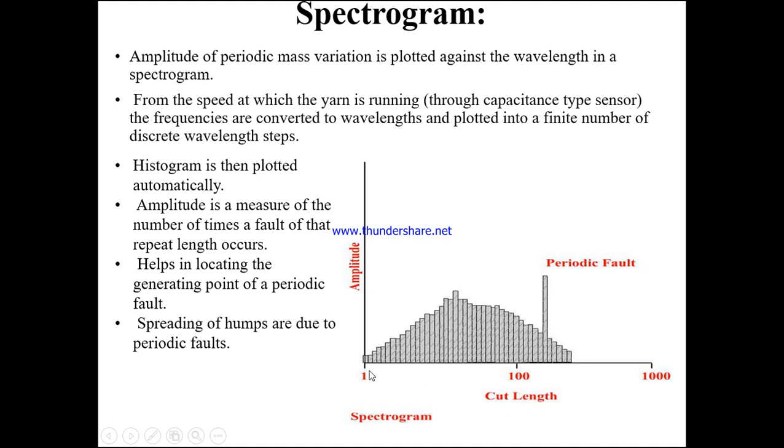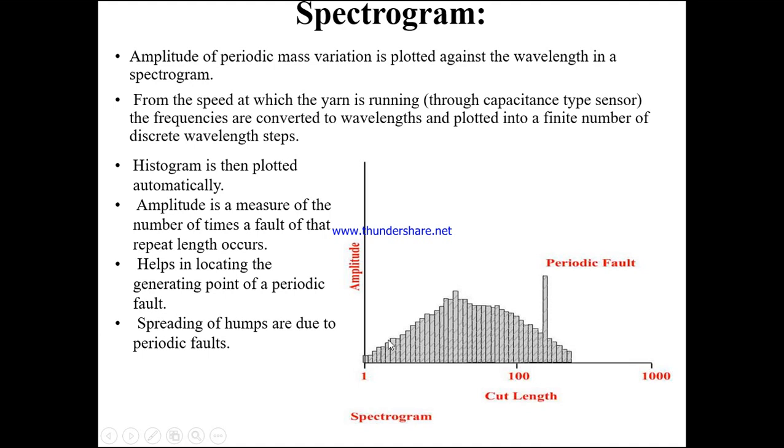And when we plot the cut length versus amplitude in the histogram, then very basically we try to understand the periodic variation. That means the variation which is repeating again and again after a certain interval. So if there is a certain kind of periodic variation, that means one same fault is occurring after a certain interval of length, and that is called periodic variation. If that kind of periodic variation exists in the yarn body, then you will see a certain enlargement of a particular class value or amplitude, like a chimney shape.